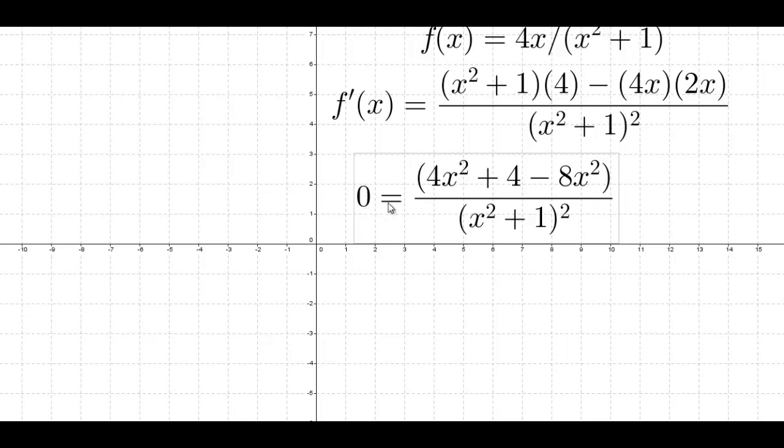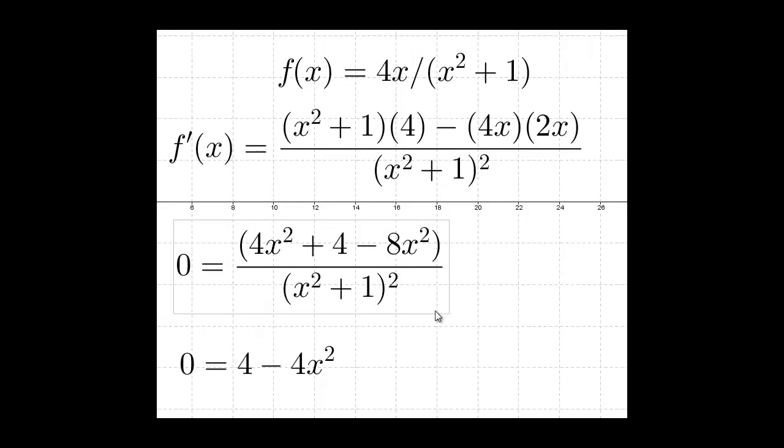And what we're going to do is set that equal to 0 and find out where this derivative function either doesn't exist or is equal to 0. To do that, for a rational function, all we have to do is find out where the denominator is 0, because that's where it's not going to exist. That doesn't happen here. X squared plus 1 will never be 0. So now we're going to focus on where the numerator makes the entire function 0.